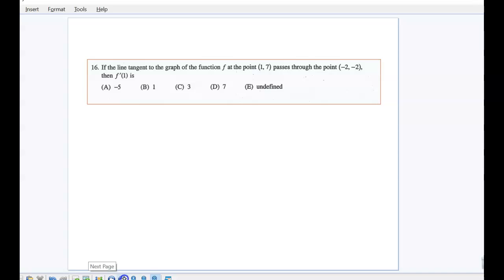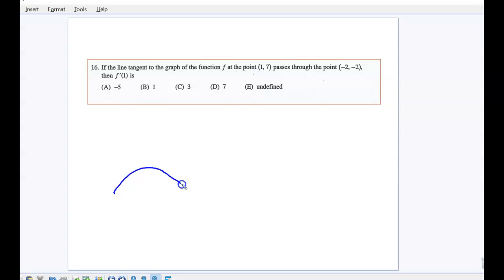Okay, in the next question, this was a multiple choice question from an actual AP exam. And it says the tangent line to the graph of the function at the point (1, 7) passes through the point (-2, -2). Find f prime of 1. So f prime of 1 is the derivative at 1, which means the slope of the tangent line at 1.